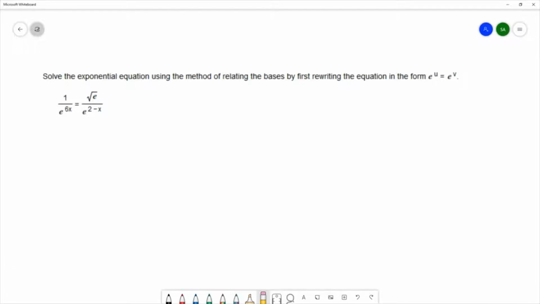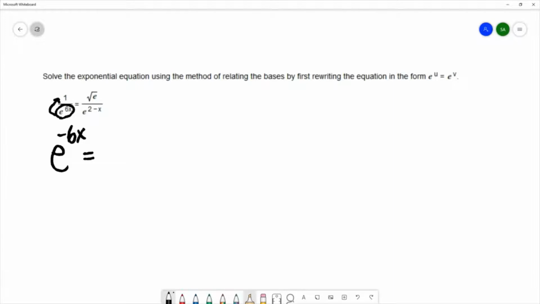We can see that we have e on the left and e on the right. So we'll be able to use some exponential properties to simplify and write this with a base of e on both sides. On the left-hand side, we're able to use the properties of negative exponents to move this e to the 6x to the numerator. We can write that as e to the negative 6x.